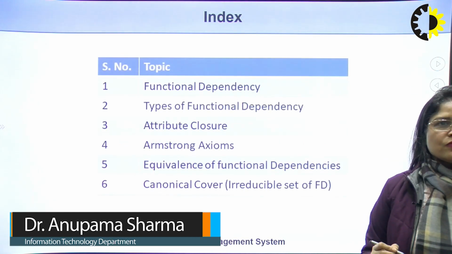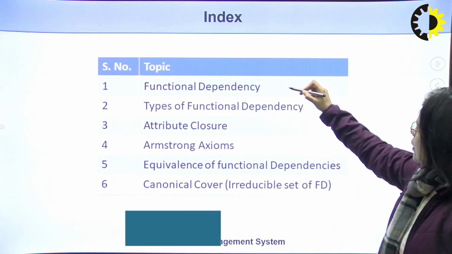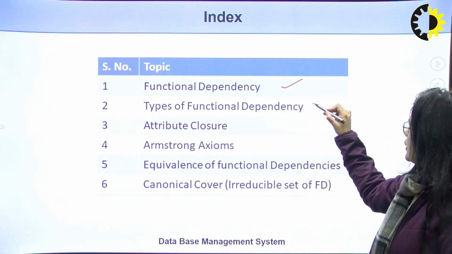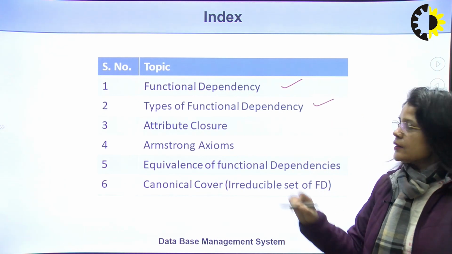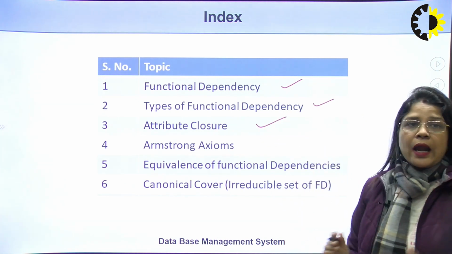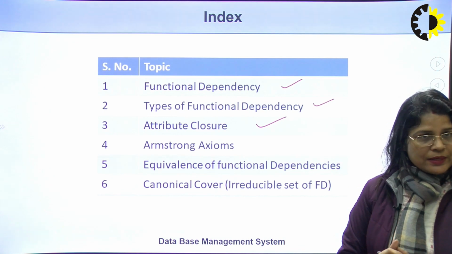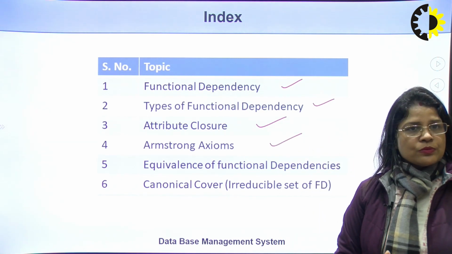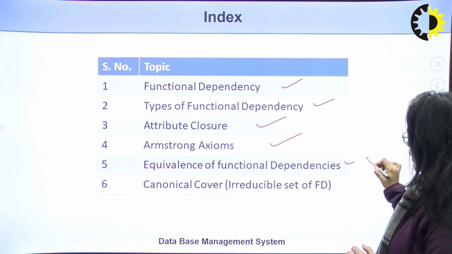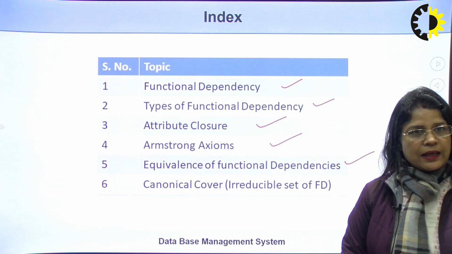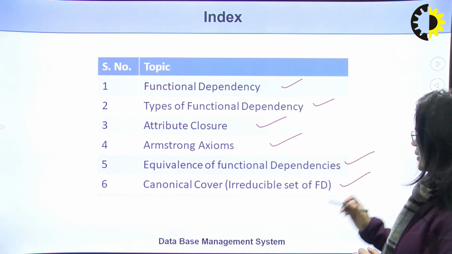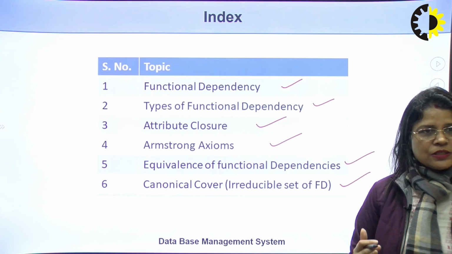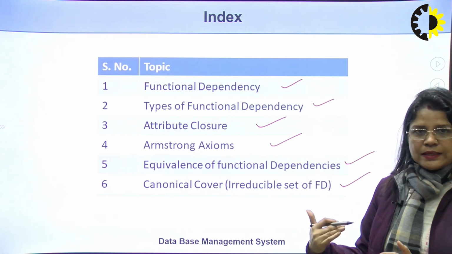These are the contents of the topic. Functional dependencies, its basic definition, types of functional dependencies, how to calculate the attribute closure through functional dependencies, Armstrong's axioms, equivalence of functional dependencies, and canonical cover, that is the irreducible set of functional dependencies. So, in this lecture we will study these contents.